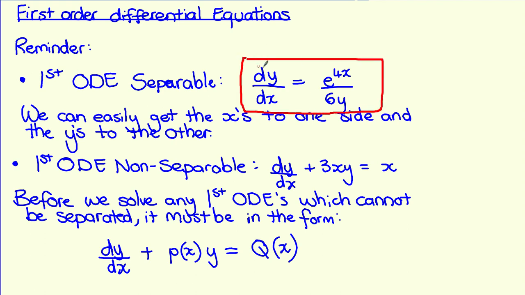You know when we had your dy by dx equals something? So if it's something equals something, then we are able to separate them to get your x's to one side and the y's to the other side. Okay, so we've seen that before.